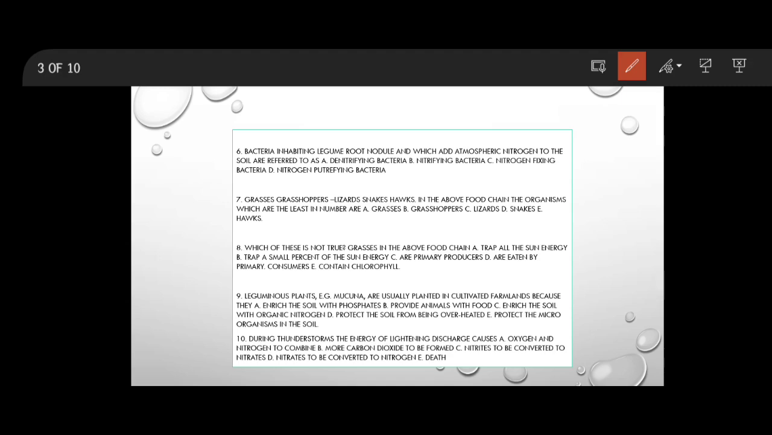Nitrifying bacteria are the bacteria that convert ammonia to nitrate and nitrite, while nitrogen fixing bacteria are the ones that convert atmospheric nitrogen to ammonia. Nitrogen putrefying bacteria is not a term that is really identified in biology. So, taking a look at our question, the best answer here is nitrogen fixing bacteria.